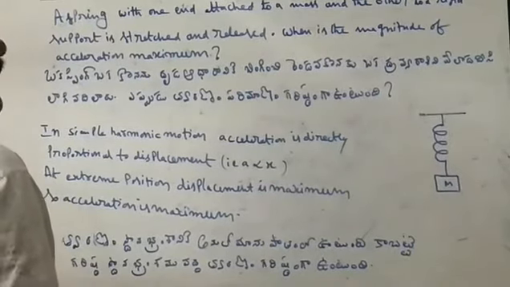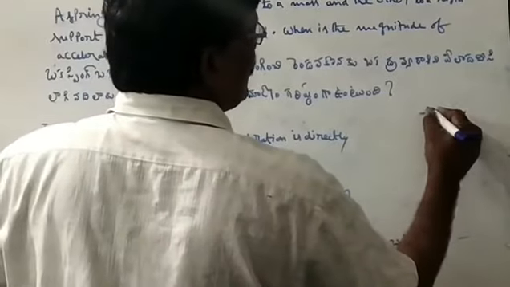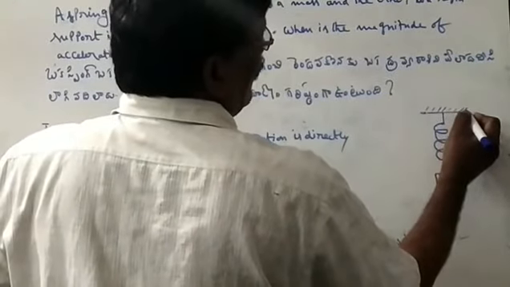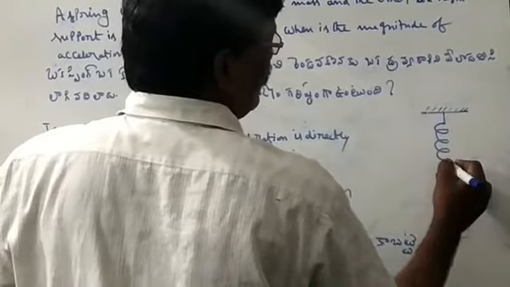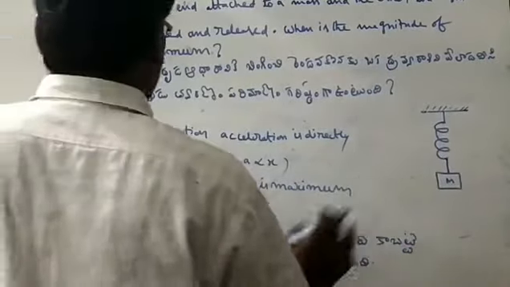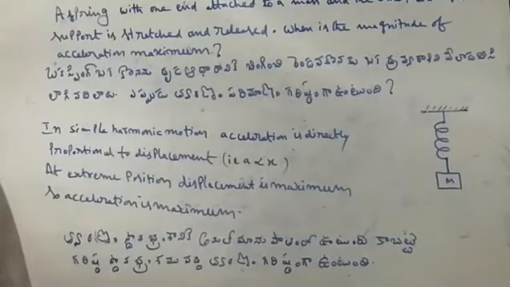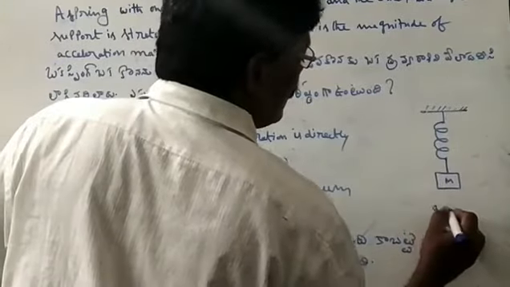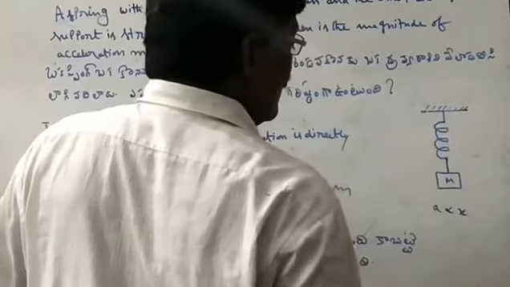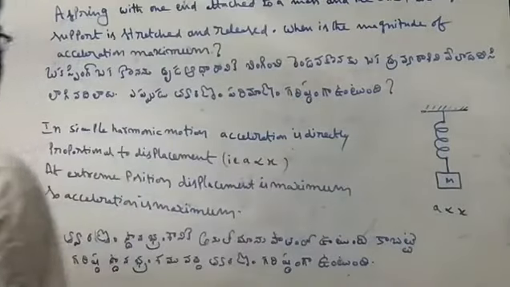Okay? Consider a spring. One end of the spring is attached to a rigid support. The other end of the spring is connected to a mass. When it is stretched and released, it is set into oscillations. Here acceleration is directly proportional to displacement. That's why the acceleration is maximum at maximum displacement.